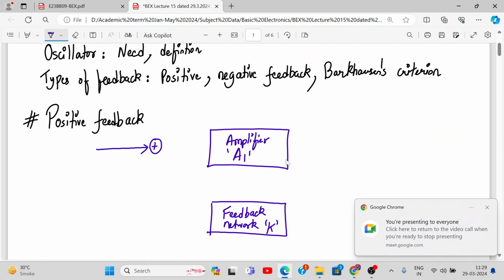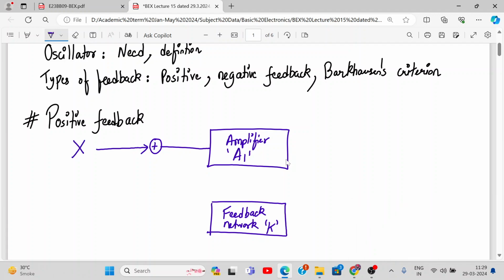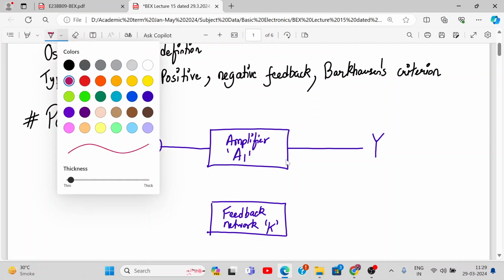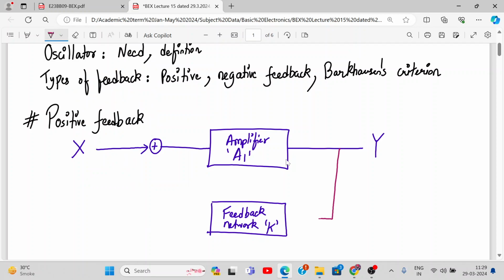So here, this is my input. Let's say my input is X. Now this can be an input signal, and here is my output signal Y. Now this output signal Y is fed back to the feedback network. Let me draw this in a different color. So this maroon color Y over here is my feedback signal. My output is fed back to the input for correction purposes. So output is somewhat related to input again for the correction purpose, right?